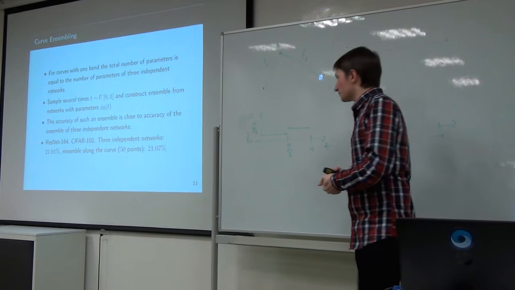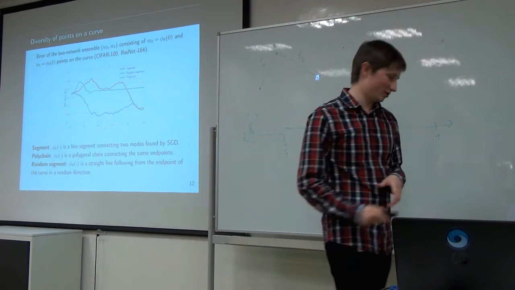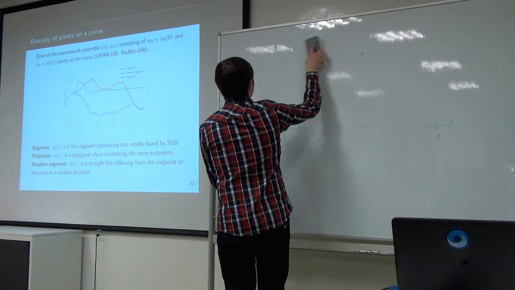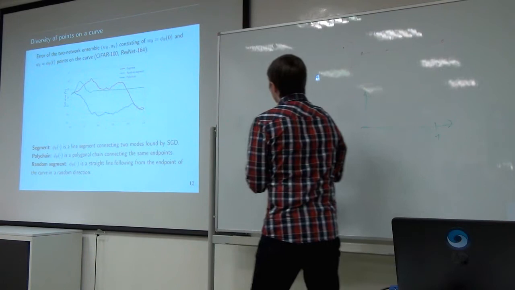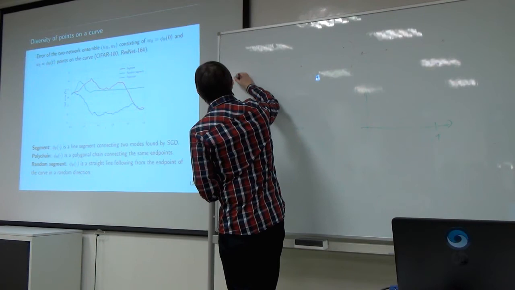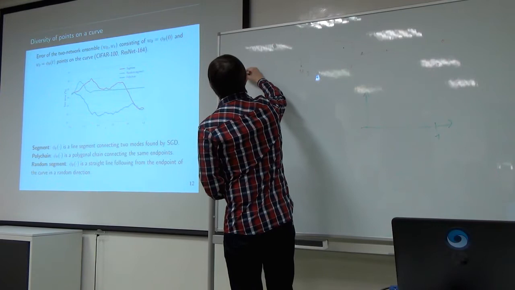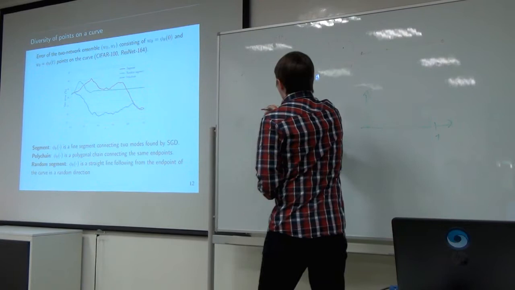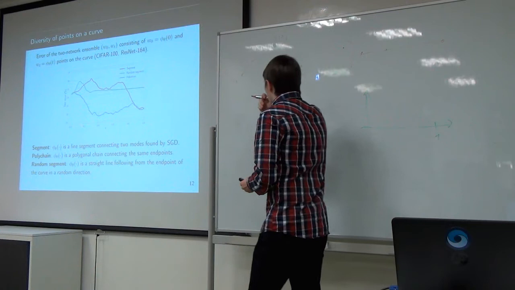So we conducted the following experiment with the ensembling. To obtain this picture, we did the following. We took two independently trained optima, connected them with the curve phi of t, and looked at the ensemble of two networks.